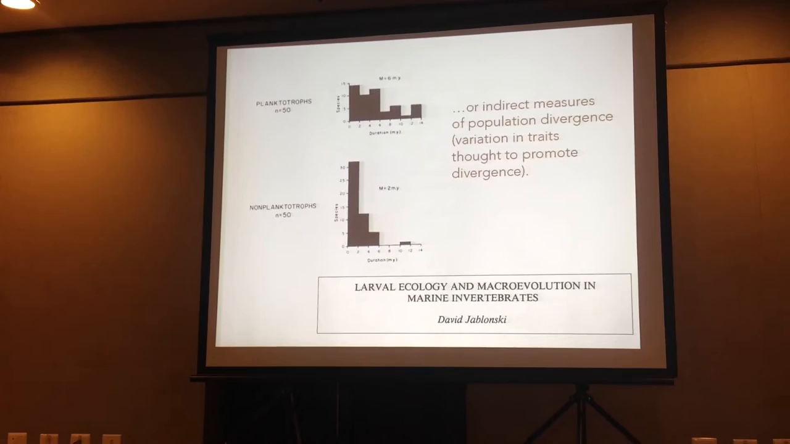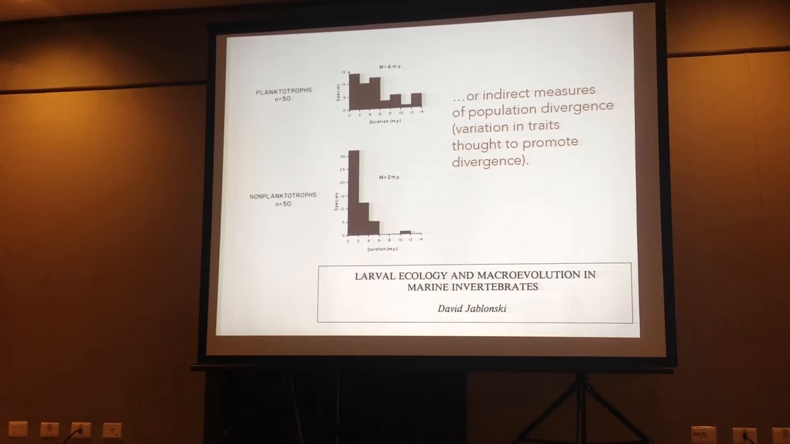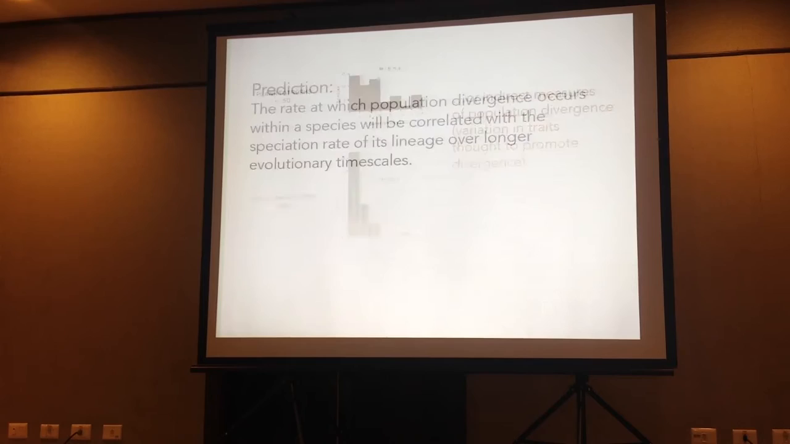Some other studies have looked at indirect measures of population divergence. They've looked at variation in traits thought to promote divergence. For example, David Jablonski looked at larval dispersal mode in marine invertebrates and found that dispersal mode had a deterministic effect on macroevolution over long time periods. So based on this limited empirical data and also theory, we might predict that the rate at which population divergence occurs within a species will be correlated with speciation rate over a long time scale.